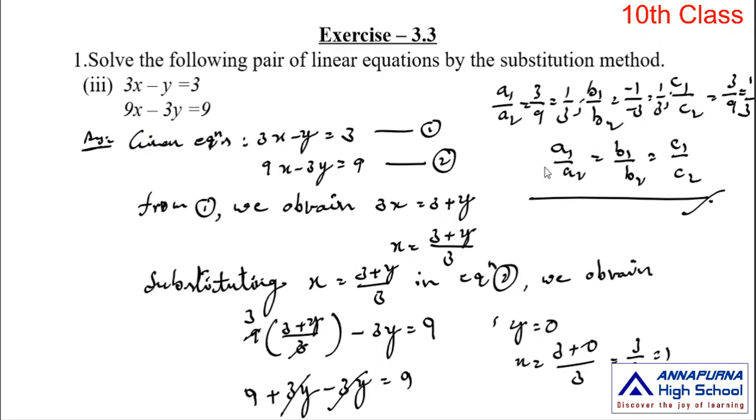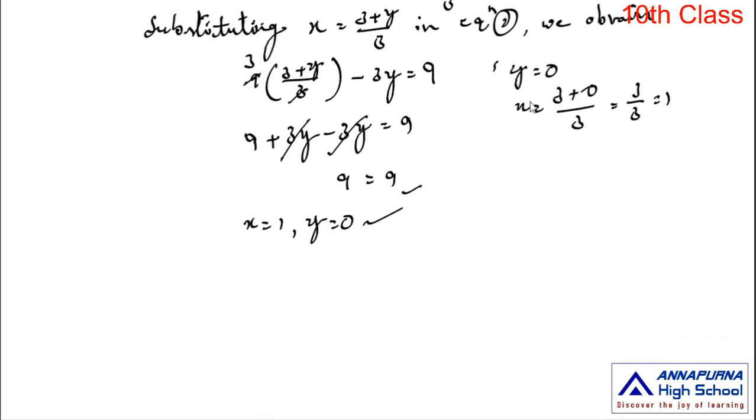In case the three ratios are equal, then we clearly present that the given pair of linear equations has infinitely many solutions. From those infinite solutions we can present any one solution. If a1 by a2 is equal to b1 by b2 not equal to c1 by c2, then what do I mean? The graphical representation is parallel lines. The pair of linear equations has no solution.